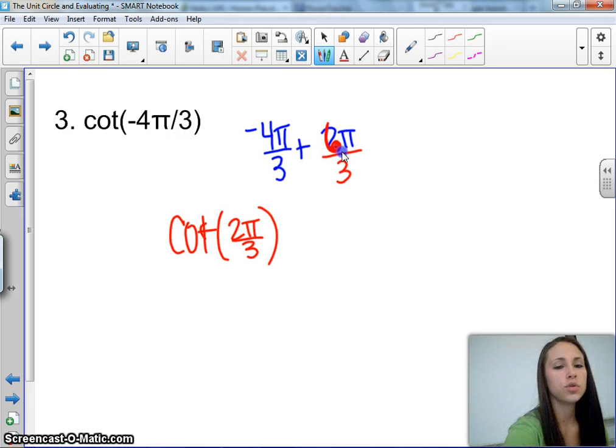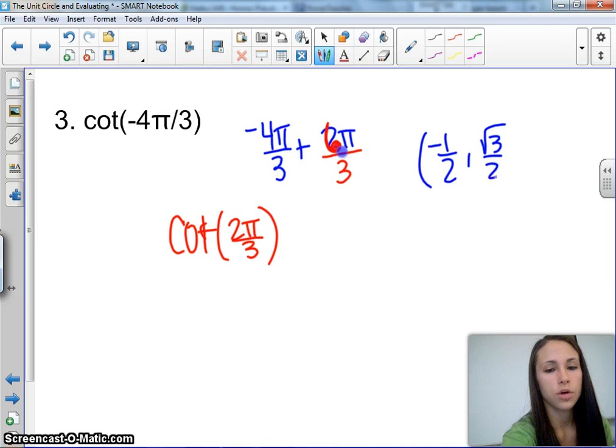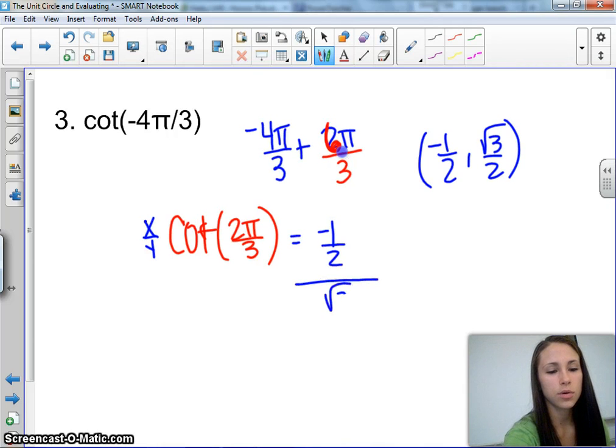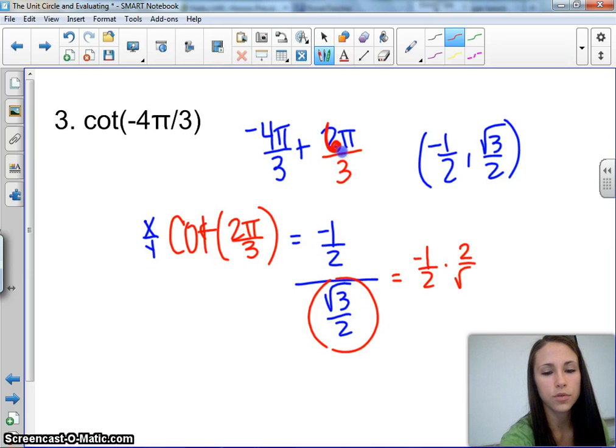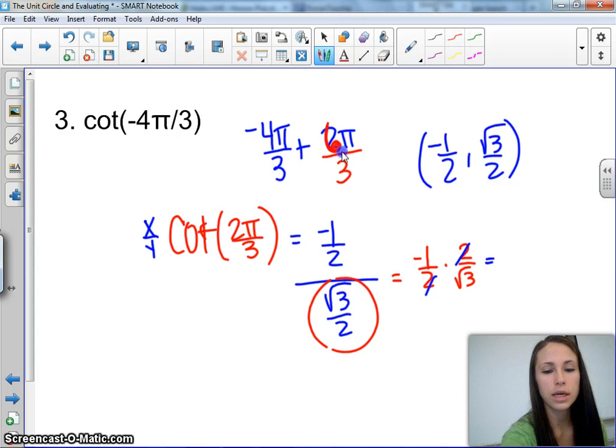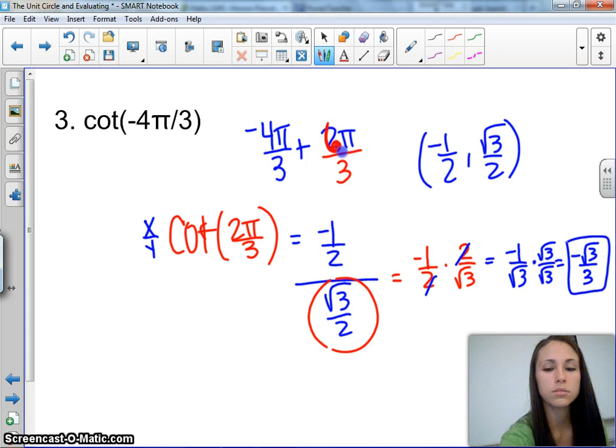So at 2 pi over 3, if you look at your unit circle, this is your point: negative 1/2, square root of 3 over 2. And if we're doing the cotangent, that's just x over y. So you would do negative 1/2 over square root of 3 over 2. This is one where I'm going to have to flip that and multiply. So this is just going to be negative 1/2 times 2 over the square root of 3. Just like we did a minute ago, when we simplify this, the 2's are going to cancel, and I'll have negative 1 over square root of 3. Can't leave the square root in the bottom, so I'm going to rationalize, which is just going to give me negative square root of 3 over 3 as my answer.